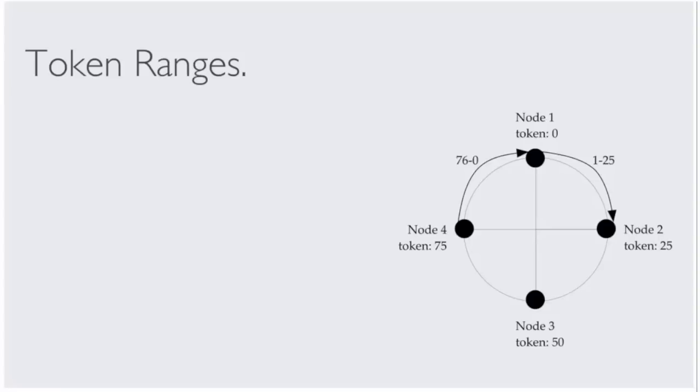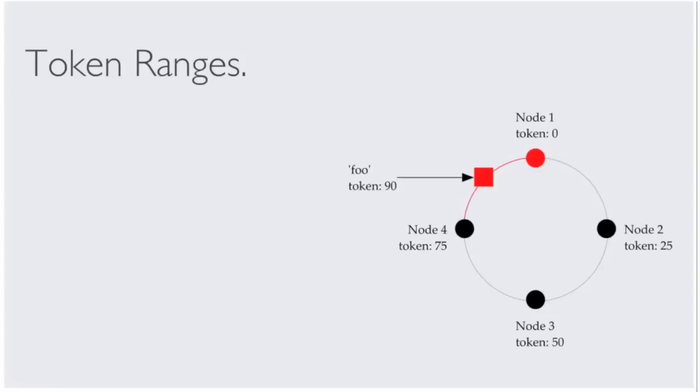Node 2 has a token range of 1 to 25 because the token range starts at 1 after the previous token value, which is 0, and goes around to include its own token value. If we look at node 1, its token range starts at 76, which is 1 past the previous token value. And here we go with this clock counting. We go around past 98, 99, the next value is 0, and so we include that in the token range for node 1. So you can see now that we've carved up this space into 4 equal areas.